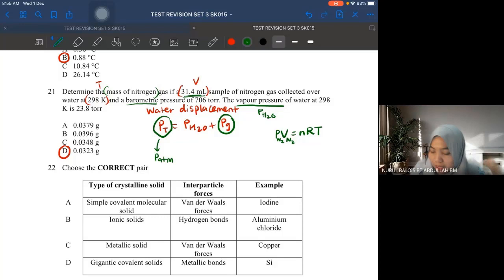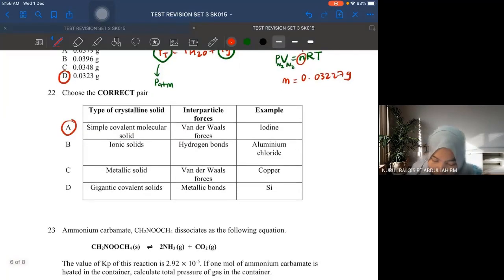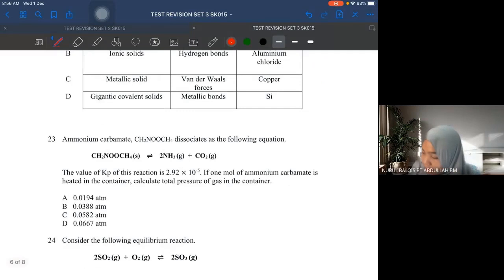Lepas tu n kita apa? Kita nak cari mass kan. So n ni kita kena rearrange, kita kena buat dia jadi mass over molar mass. Nanti awak dapatlah dia punya mass berapa. Mass dia 0.03227 gram. So dia bundarkan jadi 323. Okay, number 22A. Number 23C.